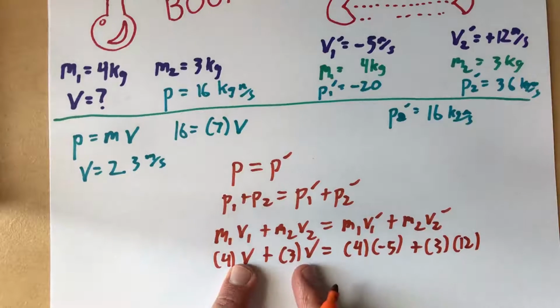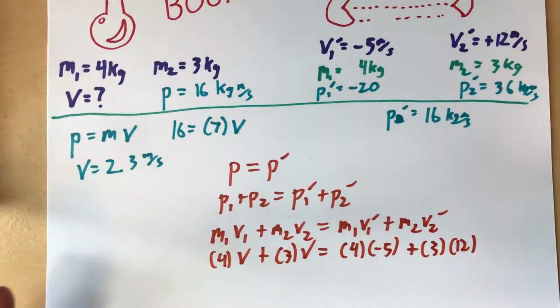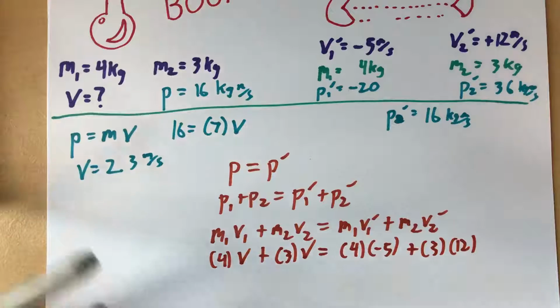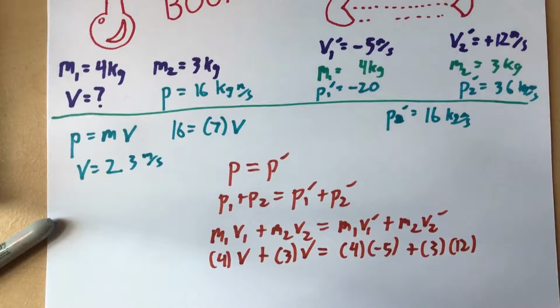And if you work through and solve for v here, you'll have to factor your v out. You'll get the same thing, that v is 2.3. So either way, it's ultimately the same thing. You're just doing steps in different orders.